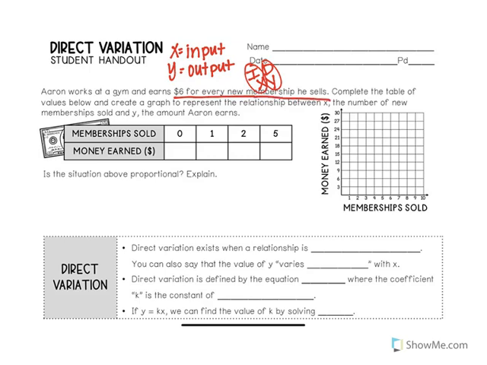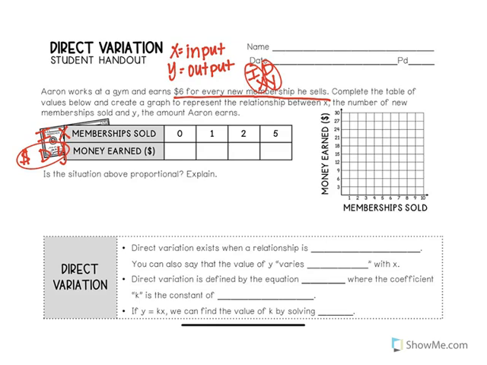Going into the first question here, Aaron works at a gym and earns $6 for every new membership he sells. We're going to complete the table of values below and create a graph to represent the relationship between x, the number of new memberships, and y, the amount Aaron earns. So I'm going to go ahead and label this with x and y, ID or xy. Also keep in mind that our y is always going to be money if there's money in the situation to make it a little bit easier.